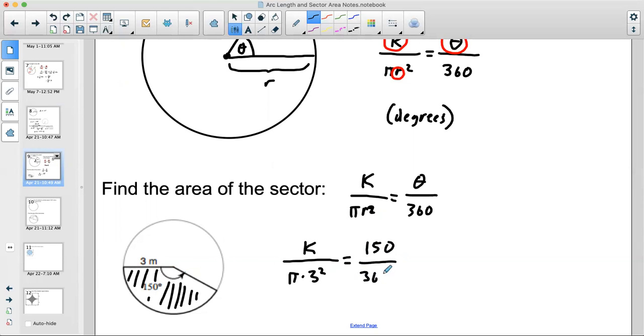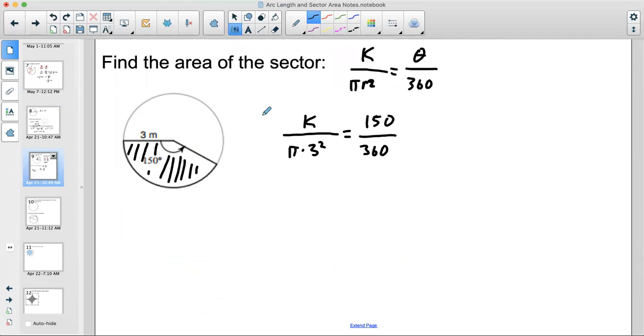This is over 360. And as in the previous ones, I think it's easier to reduce the fraction on the right, if you can, before you start manipulating this thing. So 3 squared is 9 on the bottom here. So 9 times pi is 9 pi. Let's see, 150 over 360, I think it's 5 over 12. Yeah, we both divide by 30. So I get K over 9 pi equals 5 over 12.